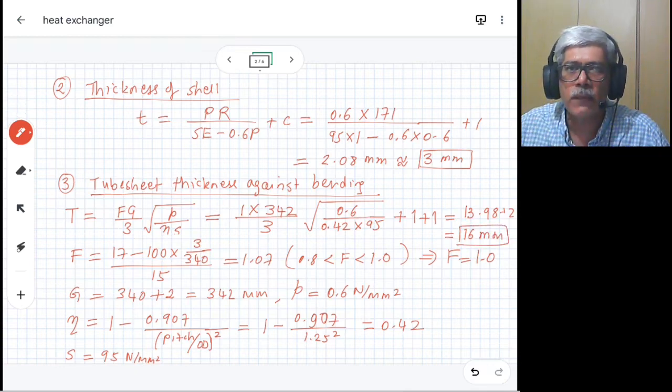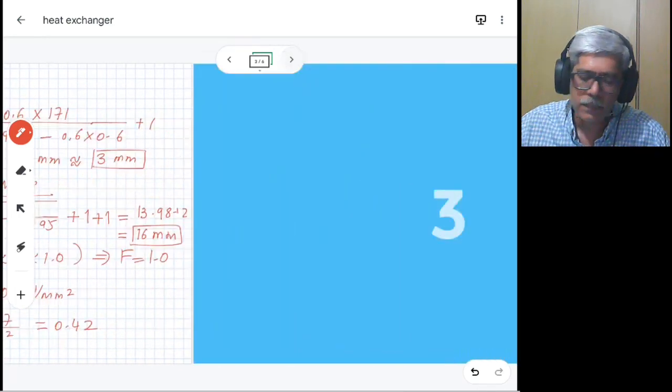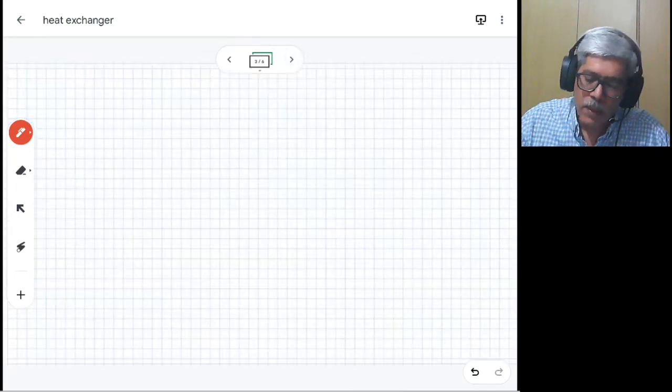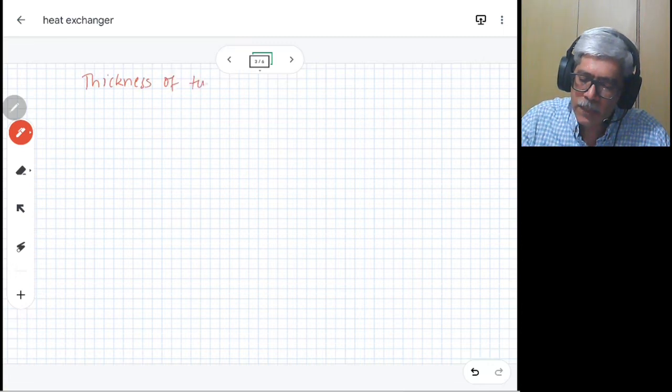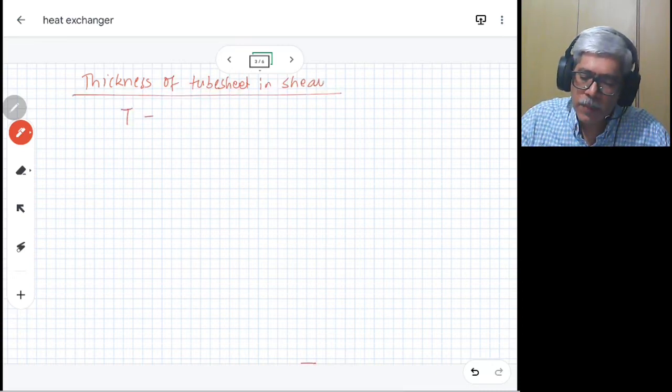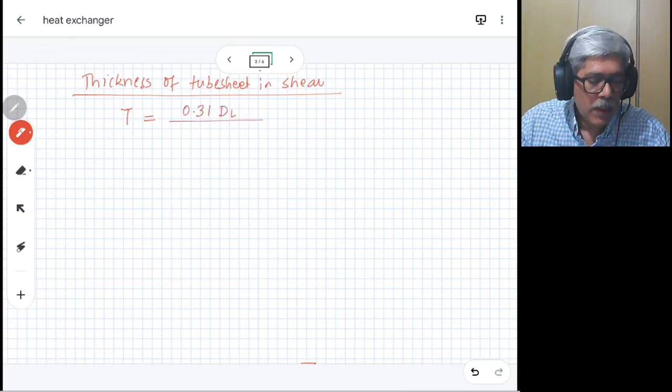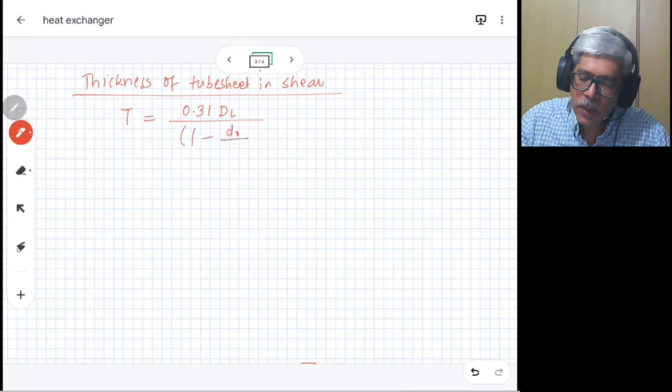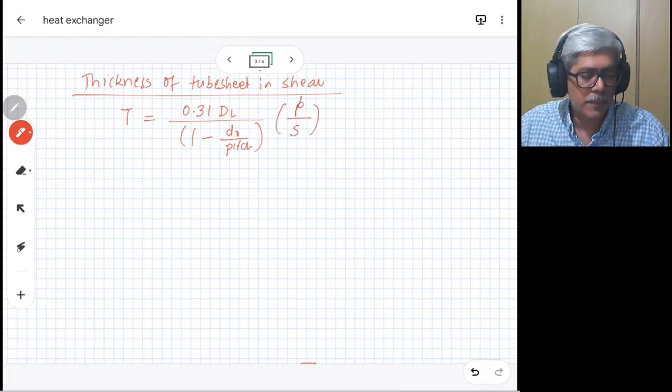Now let's do the calculation for tube sheet in shear. Thickness of tube sheet in shear, the formula is again given as 0.31 times D L divided by 1 minus d naught by pitch into pressure divided by allowable stress.